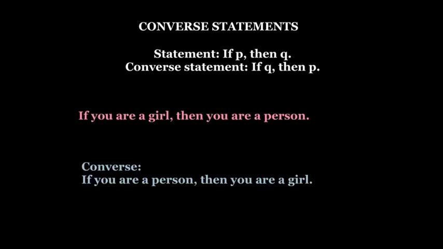So here's the converse of that statement. The Q was you are a person, so now it says if you are a person, and P was you are a girl. So the converse is if you are a person, then you are a girl. And of course that's false. You might be a boy or alternatively an adult.